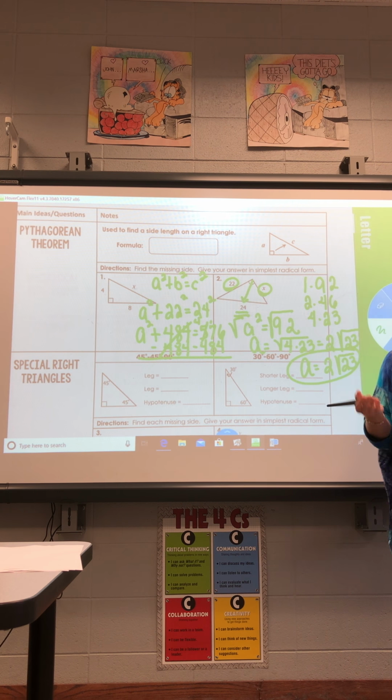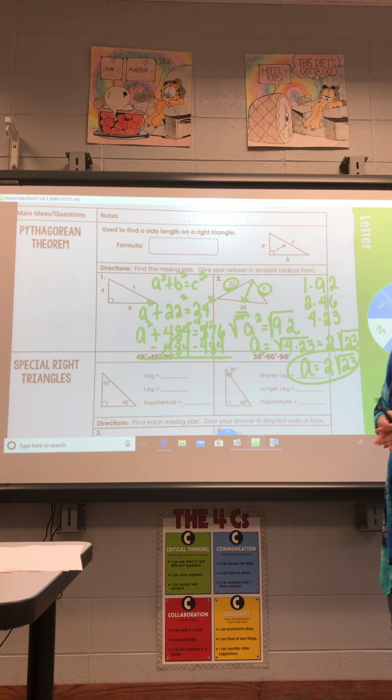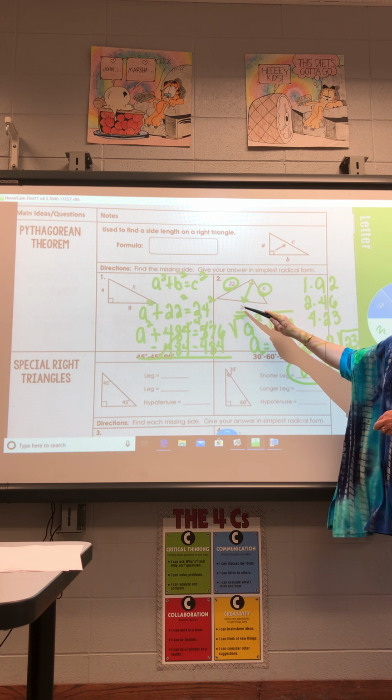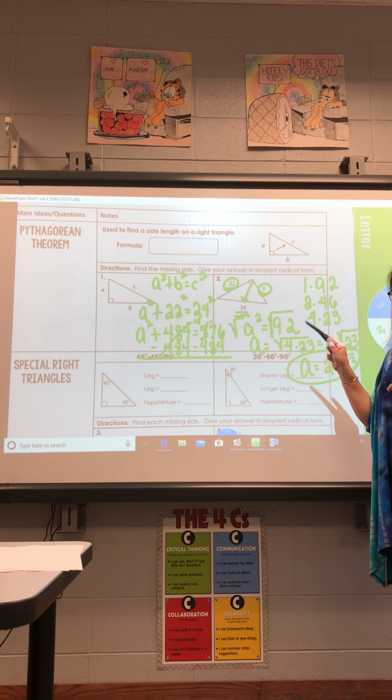And again, I'm using the positive value because it's the length of the side of one of my triangles. You don't want a negative length on your triangle side. So on the first problem, I found the hypotenuse C. A and B interchangeable, whichever one you want to put in A and whichever one you want to put in B. On number 2, I was given the hypotenuse. I'm looking for one of the sides, okay?